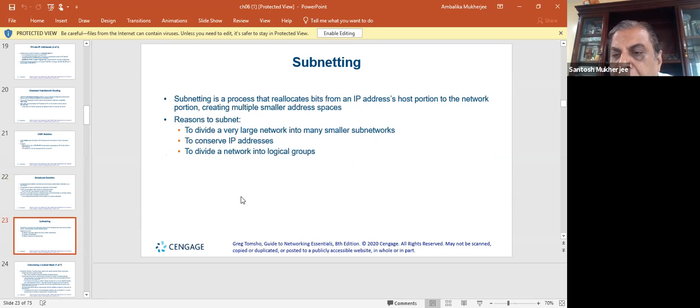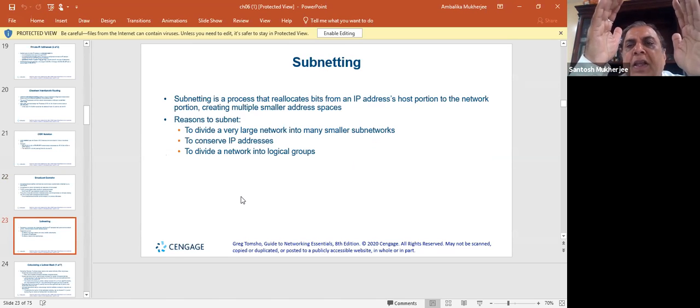Subnetting. Subnetting is a process that reallocates bits from the IP address host portion to the network portion, creating multiple smaller address spaces. This is very interesting. What is subnetting? Subnetting is a process that reallocates bits of an IP address, from the host portion to the network portion, creating multiple smaller address spaces.